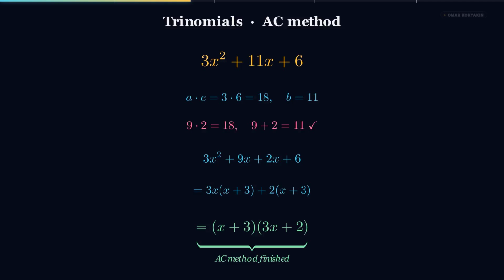Factor by grouping. The first pair 3x squared plus 9x has a common factor of 3x, leaving x plus 3. The second pair 2x plus 6 has a common factor of 2, leaving x plus 3. Both pairs left the same binomial, so we pull it out front. The factored form is x plus 3 times 3x plus 2.